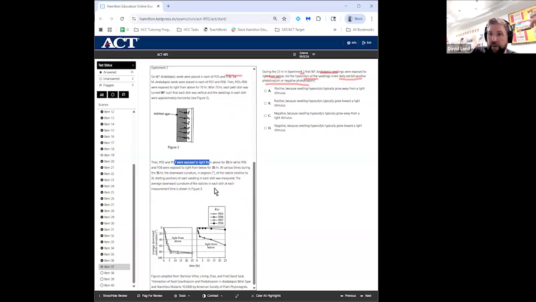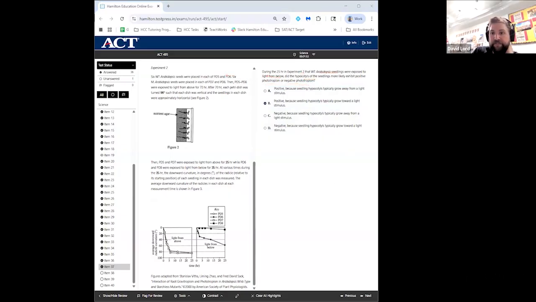Where they're exposed to light from above, and we want the wild type for PD5. So we want PD5 itself. And then looking at that, the radicals grew downward like normal, but I would imagine the hypocotyls probably grew positive. Like it might be an outside knowledge question. So it's going to go positive because the hypocotyl should grow towards light. Yeah, looking at the key, definitely it was an outside knowledge question where basically you have to make a guess based on the figures.